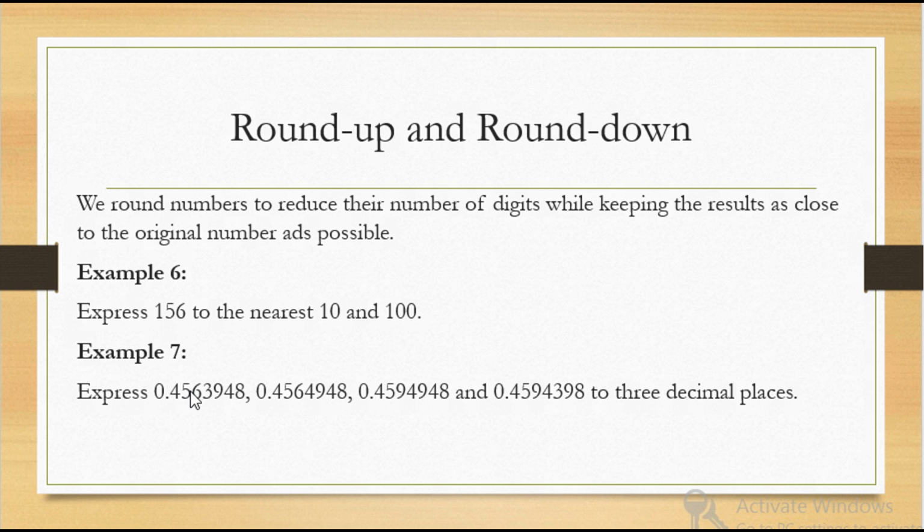Let's take another example, example 7. Express 0.4563948, 0.4564948, 0.4594948, and 0.4594398 to 3 decimal places. So we are asked to express this to 3 decimal places. How many decimal places do we have here? We have 1, 2, 3, 4, 5, 6, 7. So we are asked to express this in just 3 decimal places.